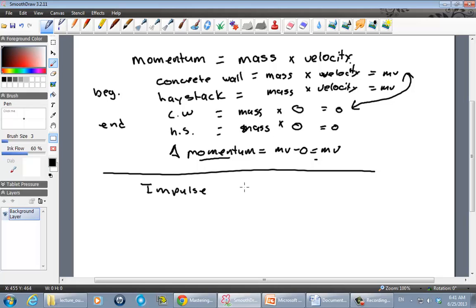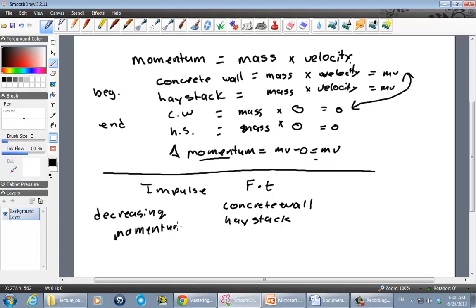Impulse is force times time. And let's think about our concrete wall and our haystack. Now here, remember what we're doing is we are decreasing momentum. So we are having a change in momentum, but actually I should have done this backwards, because the change in momentum is the final momentum minus the initial momentum, so we have a negative mv. And so we have a decreasing momentum.